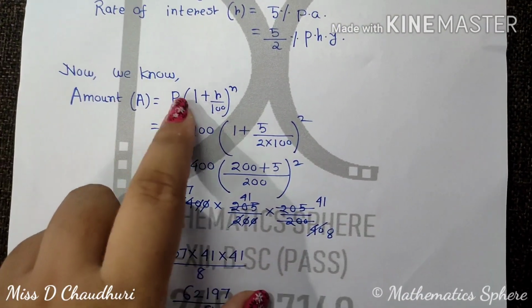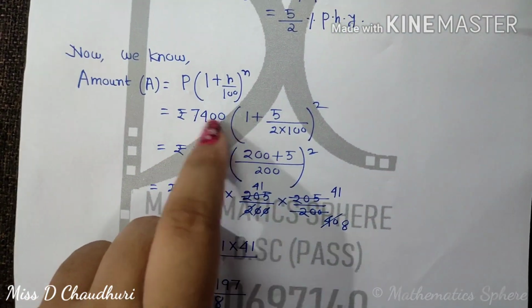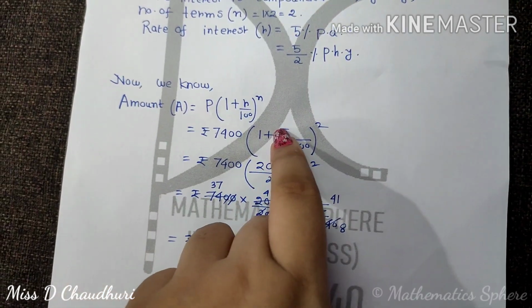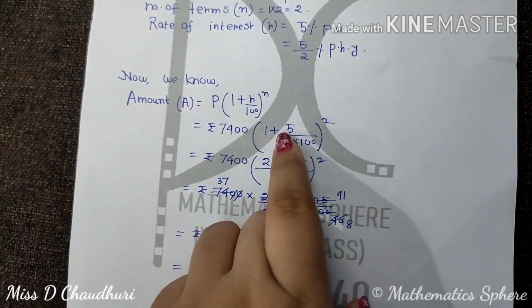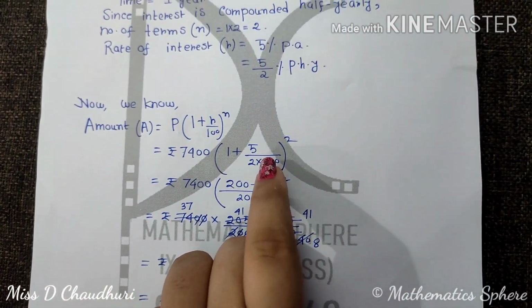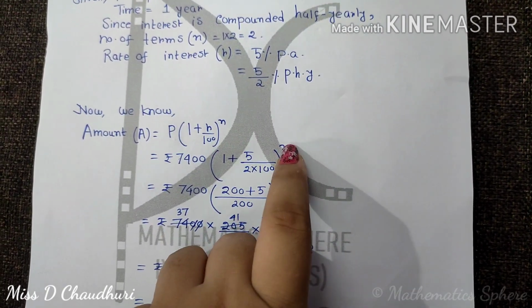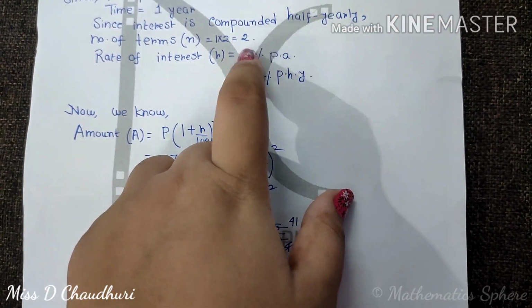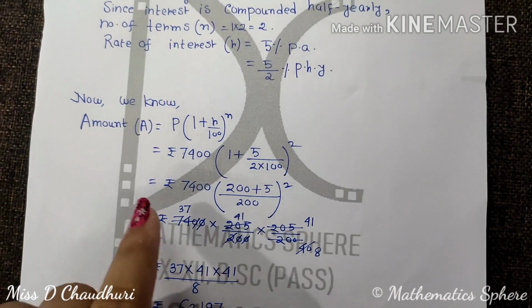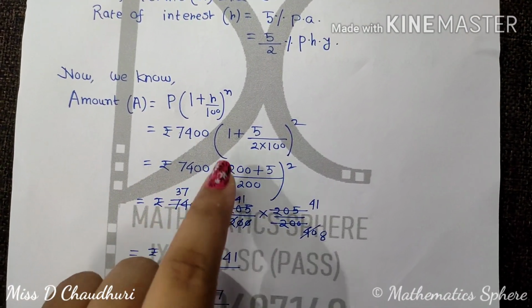So amount A equal to, this is the main formula, put the value of P, 1 plus R is 5 by 2, and this 100 comes beside this 2 because it is in the denominator, and whole to the power 2 because number of terms was 2. So 7400 into this one.